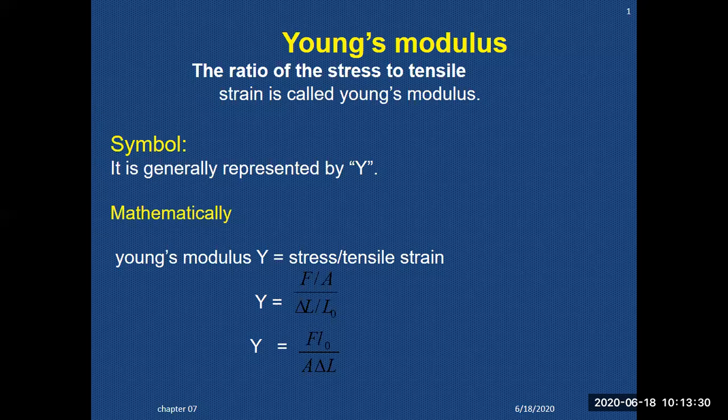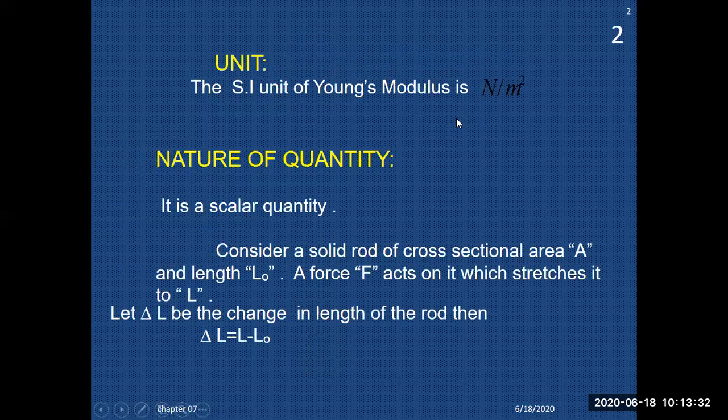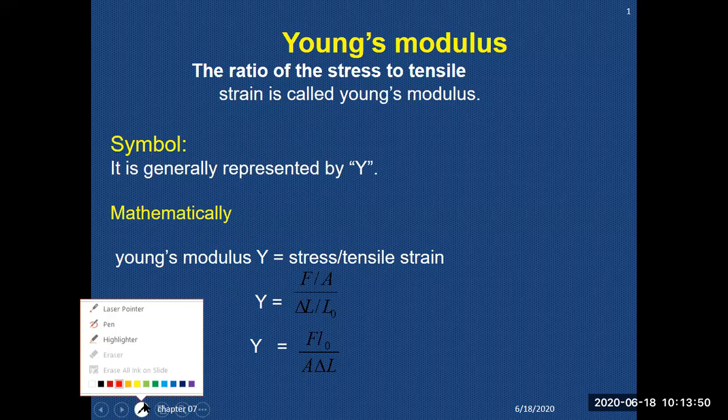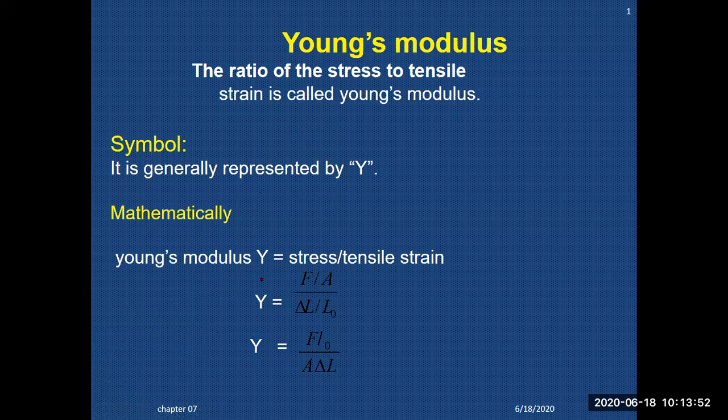The ratio of stress to tensile strain is called Young's modulus. Its symbol is generally represented by Y. Mathematically, Young's modulus Y is equal to stress divided by strain. Stress is defined as force per unit area.